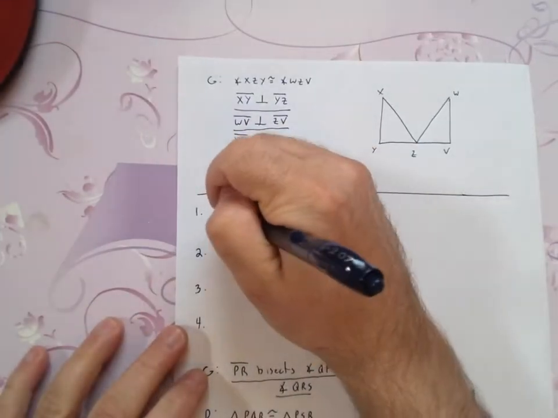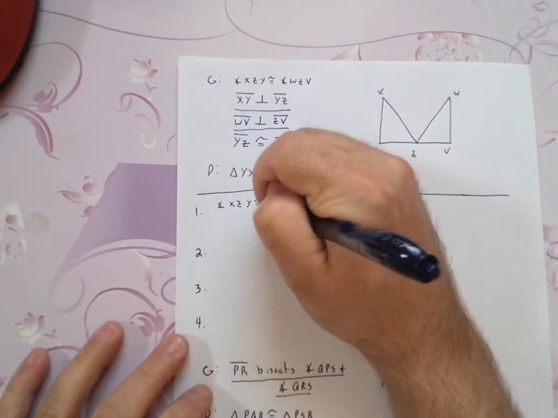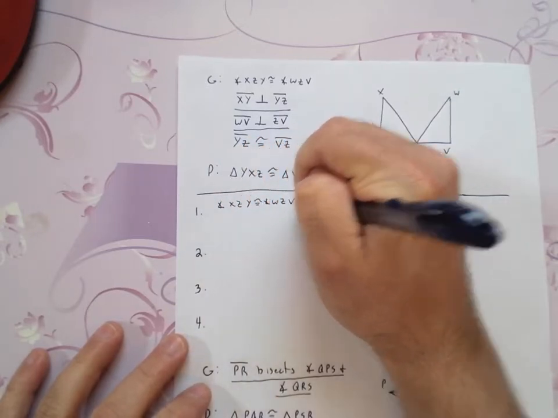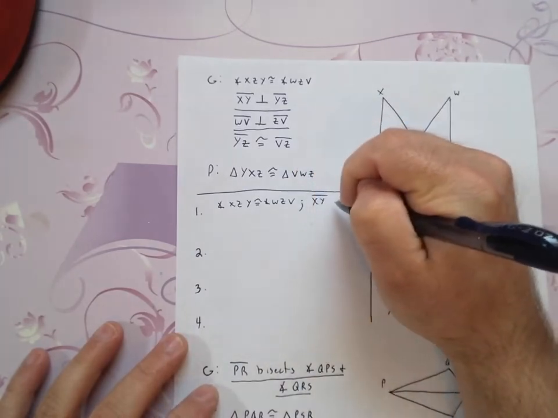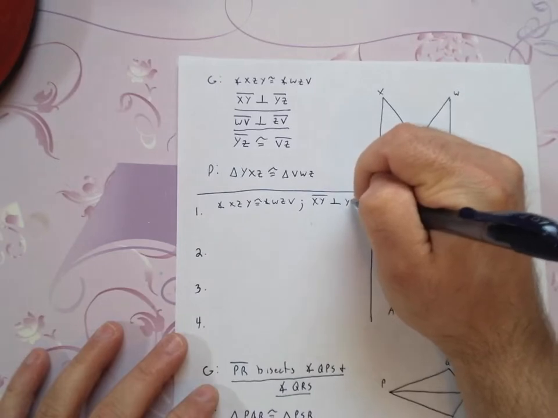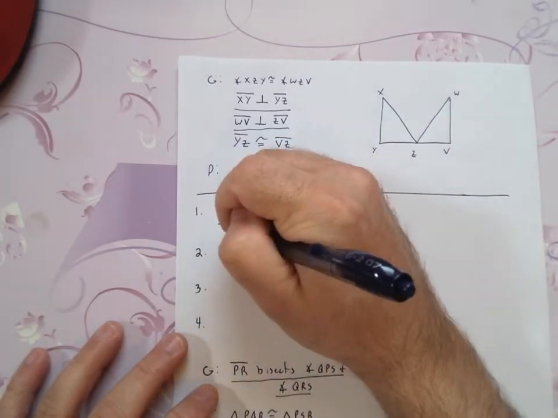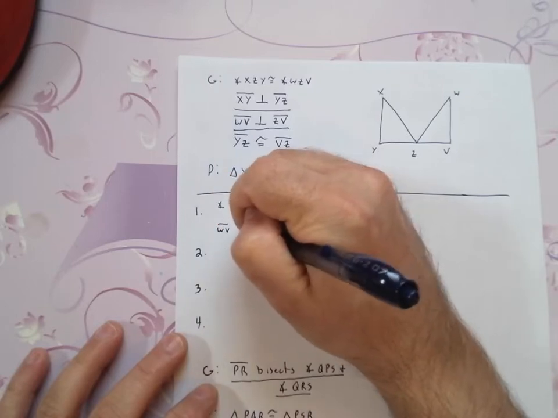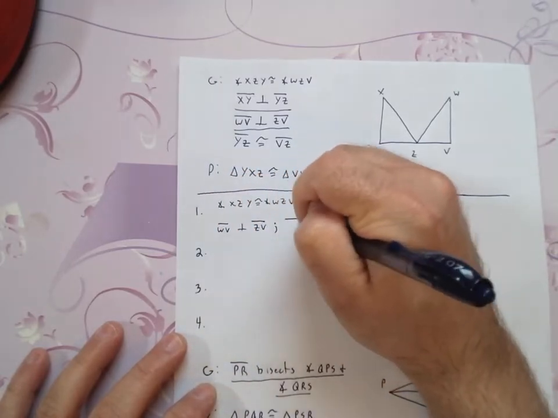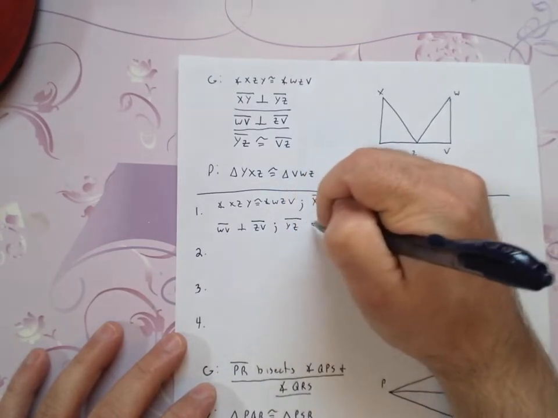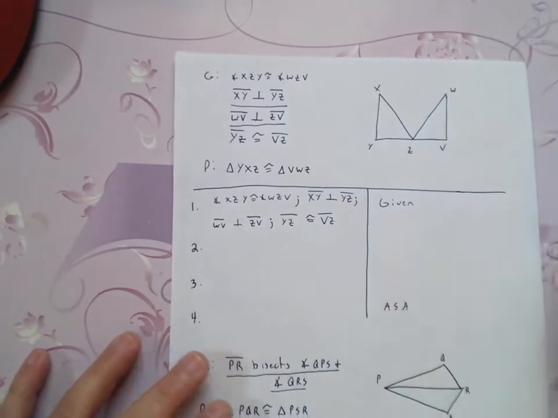Alright, so let's mark some things that we know. Let's write up our given. Angle XYZ congruent to angle WZV. Segment XY perpendicular to segment YZ. Segment WV perpendicular to segment ZV. And segment YZ congruent to segment VZ. We got quite a bit of information in here.